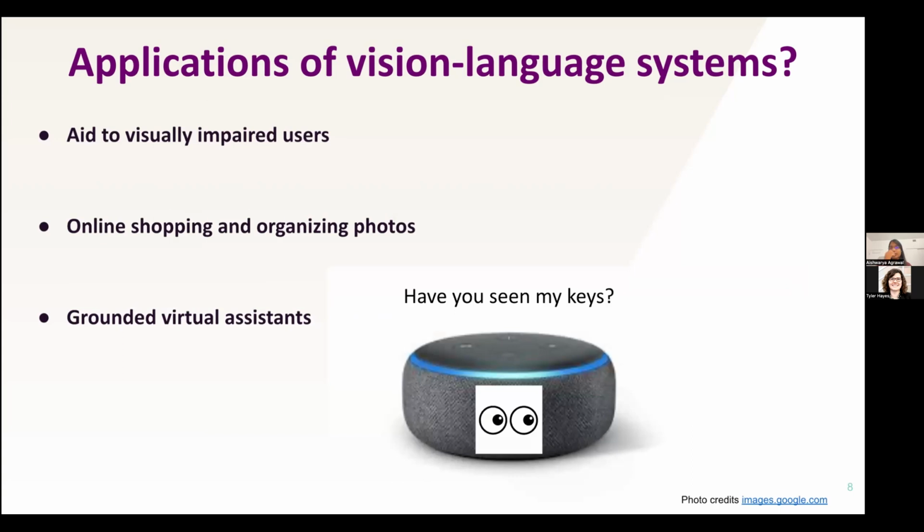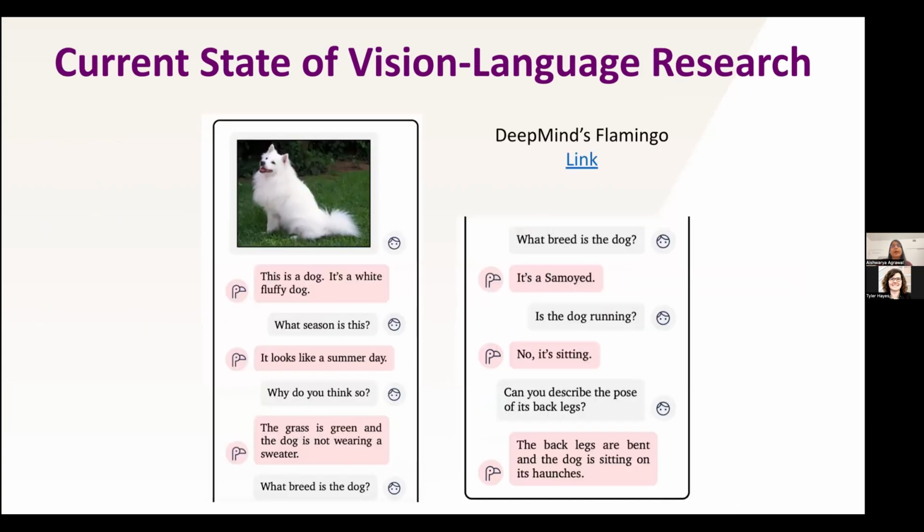And you can also imagine vision and language systems can enable you to have grounded virtual assistants. So having an assistant like Alexa, but which is visually grounded, right? So what if I could ask my Alexa, if it had access to the visual system, queries like, have you seen my keys, or have you seen my laptop charger, and things like that.